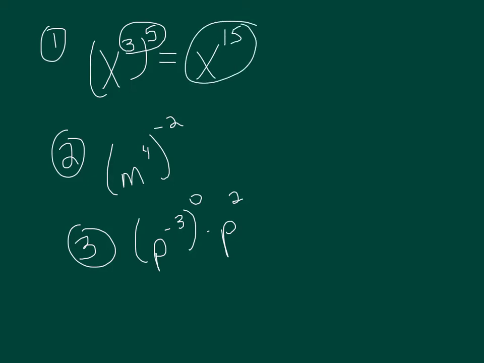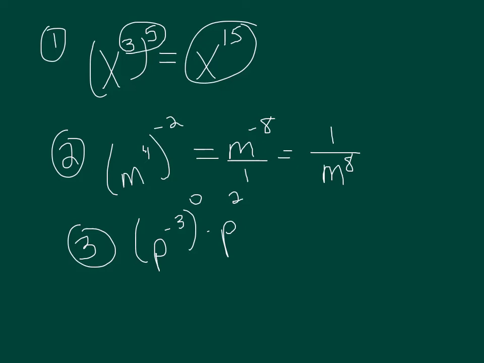Next one, m to the fourth to the negative second. You have an exponent to an exponent, so we're going to multiply, and we get m to the negative eighth. Okay. We can't have negative exponents, so remember, right now the m is in the numerator. So we're going to change that and move it to the denominator, and it becomes a positive 8 exponent. There's nothing left, so make sure you put a 1 in your numerator.